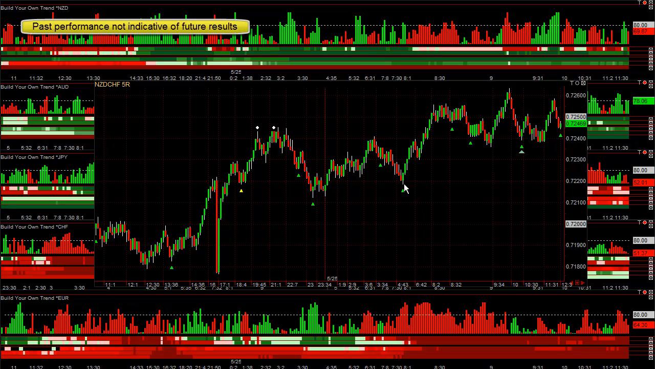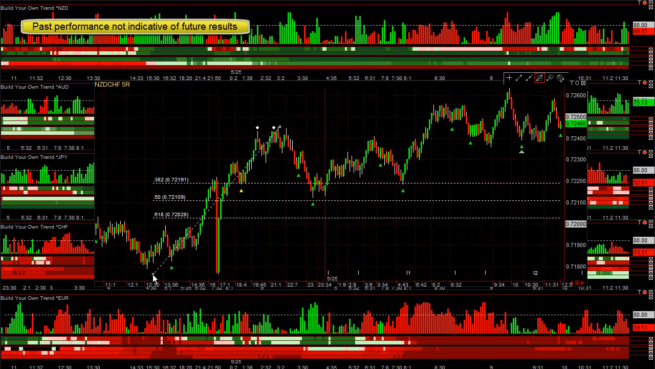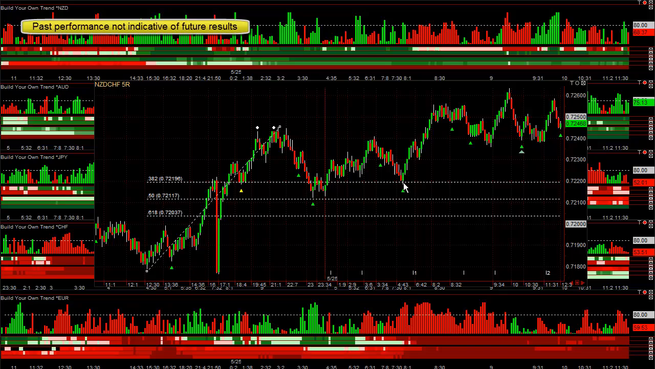This is another signal right here, and you always want to again draw your fibs on the last wave up to get an idea of where there's Fibonacci support. This is a 38% Fibonacci area. In and of itself, that's a very strong support and place to buy.